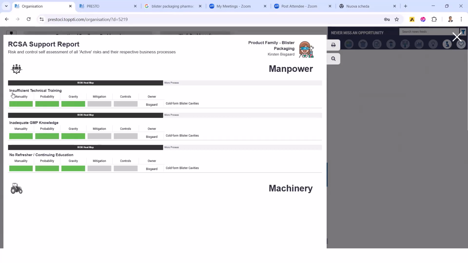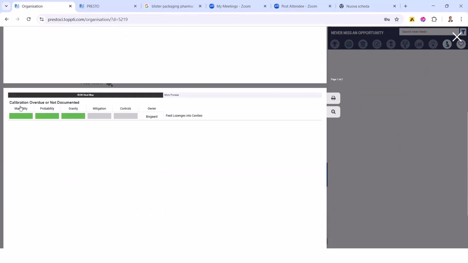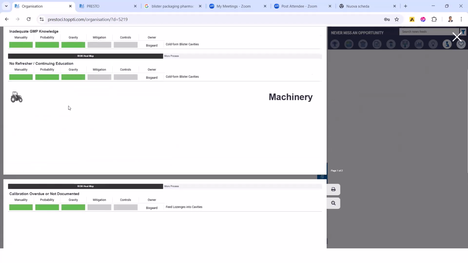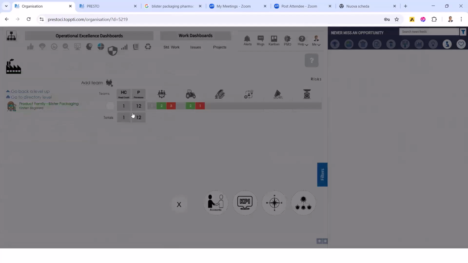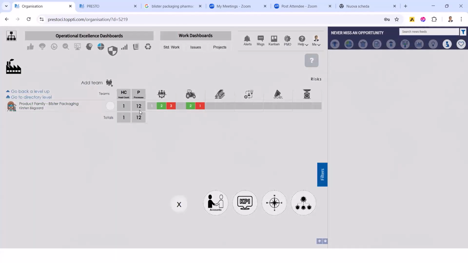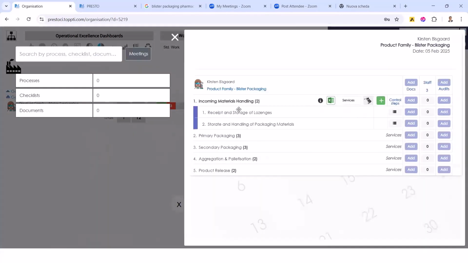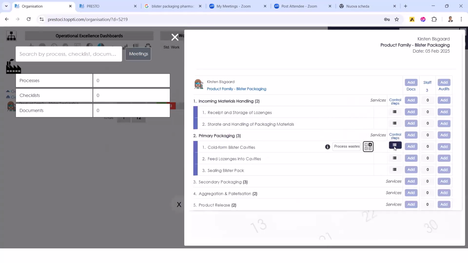Here you have the risks. So you have inadequate, insufficient technical training, inadequate GMP knowledge. In manpower for machinery, we have calibration overdue or not documented. So let's take a look at the cold form blister cavities. That's the project. That's the process where we're starting to identify some risks. So that would be in. There it is. So here's our standard work checklist.